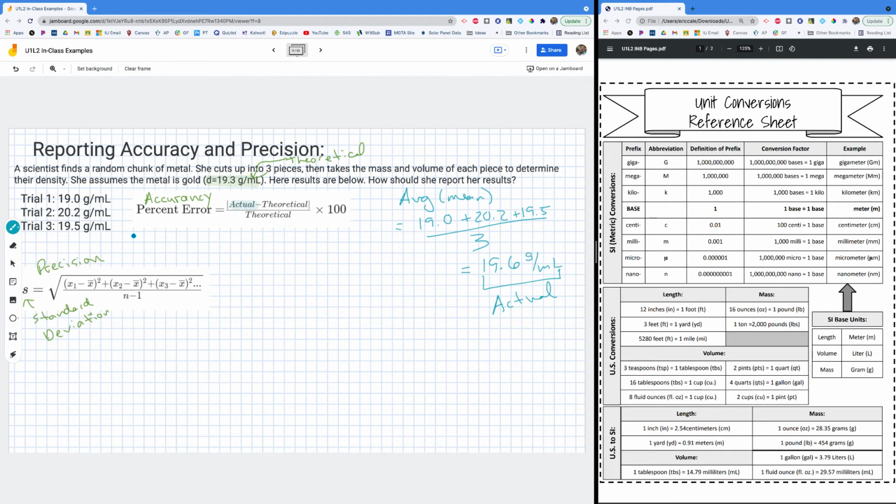This one is the easiest one. We're just going to plug it in. So we take our actual, 19.6, minus the theoretical, which was 19.3, divide by the theoretical, which was 19.3, and times 100. So that means our percent error is 19.6 minus 19.3 divided by 19.3 times 100 gets me 1.5544. We'll just call it 1.6%. So I'm saying my results are 1.6% away from the true value.